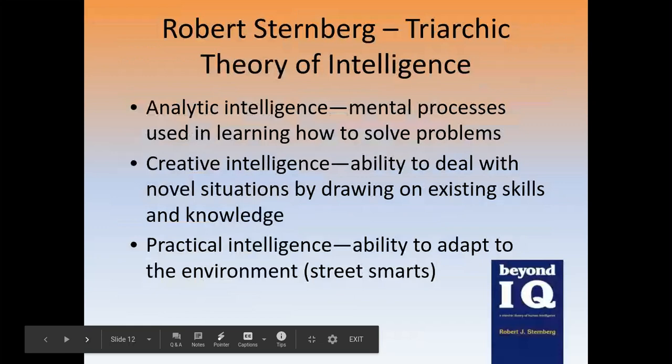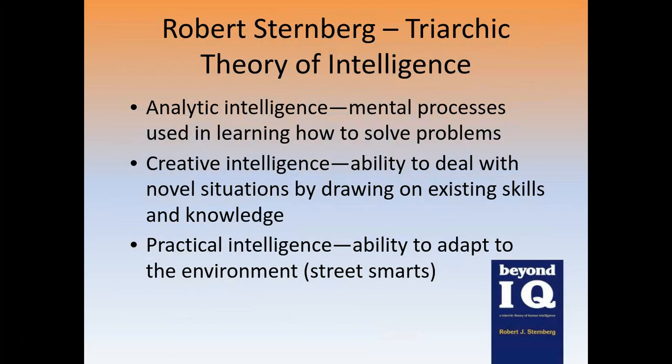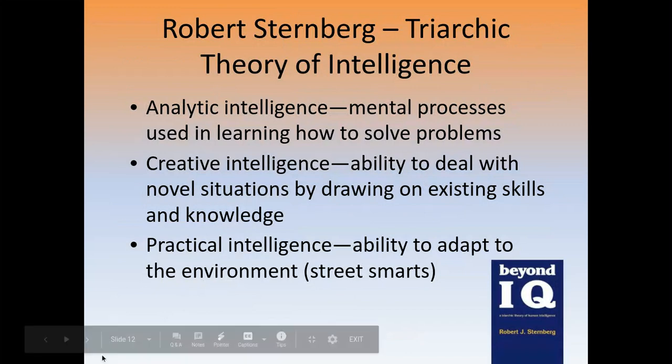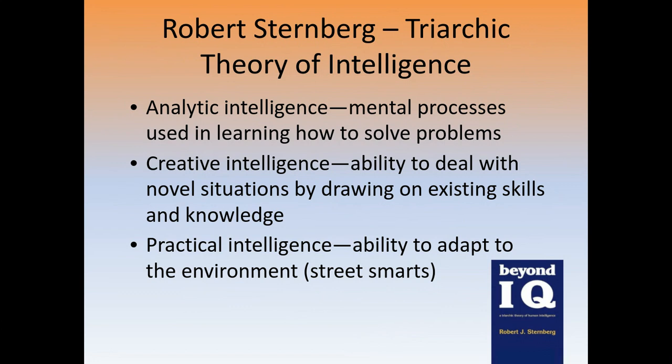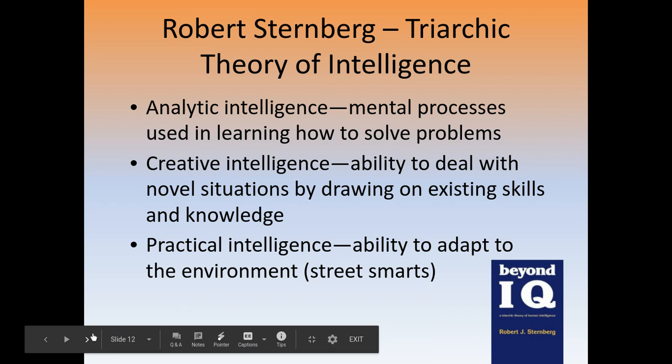Okay, another theory of intelligence is Robert Sternberg's triarchic theory of intelligence. So you can see there's going to be 3 components here. Analytic intelligence, mental processes used in learning how to solve problems. Creative intelligence, the ability to deal with novel situations by drawing on existing skills and knowledge. And practical intelligence is the ability to adapt to the environment, someone that has street smarts. So if you find yourself in a third world country and you're homeless and you're able to start your own business, shining shoes, that would be maybe a sign of practical intelligence.